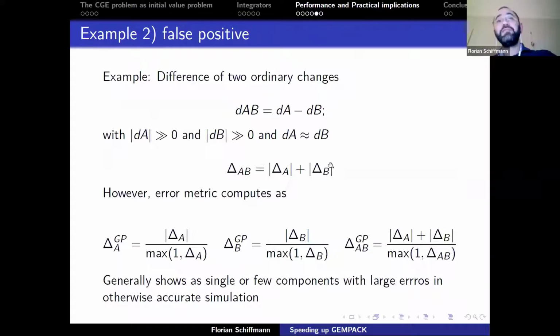We can have false positives, of course, if you've got an equation like this. Ordinary changes, you take the difference between two of similar size. What you end up with is a low error metric for A and B, but seeing that delta AB is small, we get a large error metric here. So in this case, we would see a single component in our system just having a bad error metric. So that would be a false positive, because you might actually not care about that too much, or the error is negligible nevertheless, just from the way we write the mask.